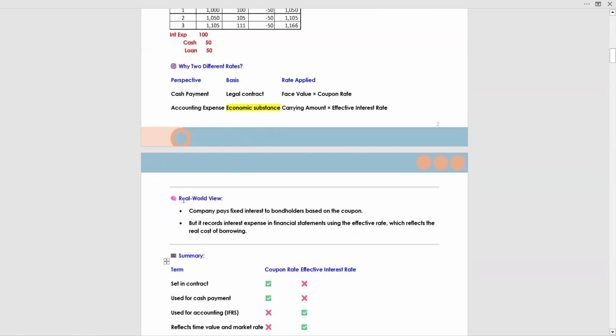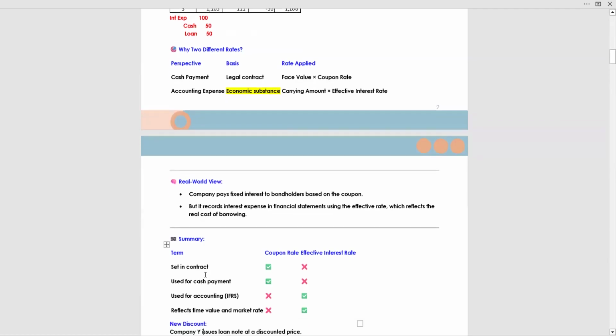Okay, don't get confused. Now, real world view. The company pays fixed interest to bond holders based on the coupon. But it records interest expense in the financial statements using the effective rate, which reflects the real cost of borrowing.